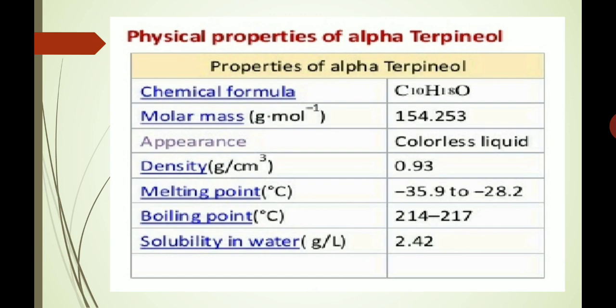Its chemical formula is C10H18O. Its molar mass is 154.253. Its appearance is a colorless liquid and density is 0.93. Its melting point is minus 35.92 to minus 28.2 degrees centigrade, and its boiling point is 214 to 217 degrees centigrade. Its solubility in water is 2.42 gram per liter.